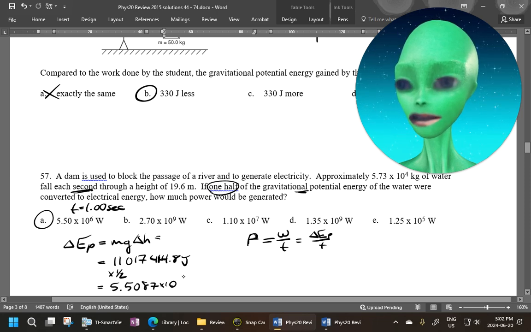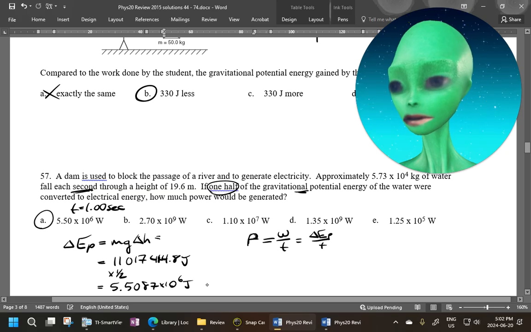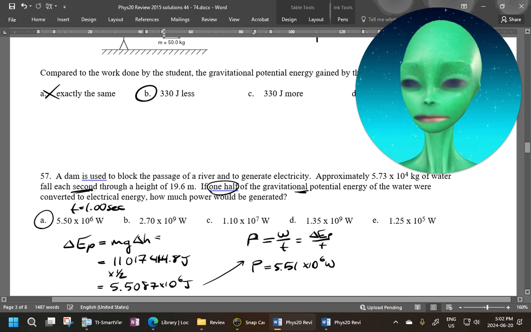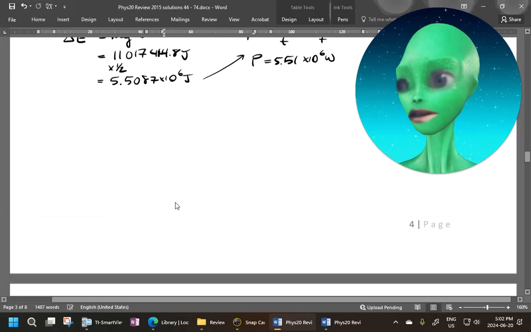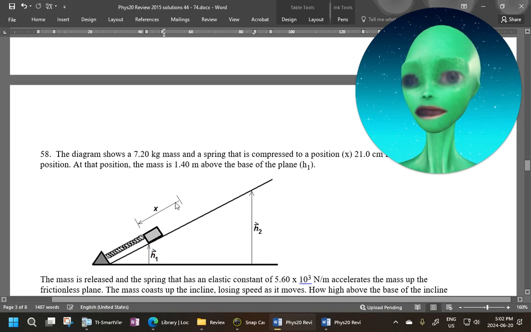1, 2, 3, 4, 5, 6, yeah. Joules, and then I go over here and divide it by 1. So 5.51 times 10 to the 6 watts. We have to go through and change all these answers or make appropriate answers. Get rid of some of the questions too that we don't need to worry about.